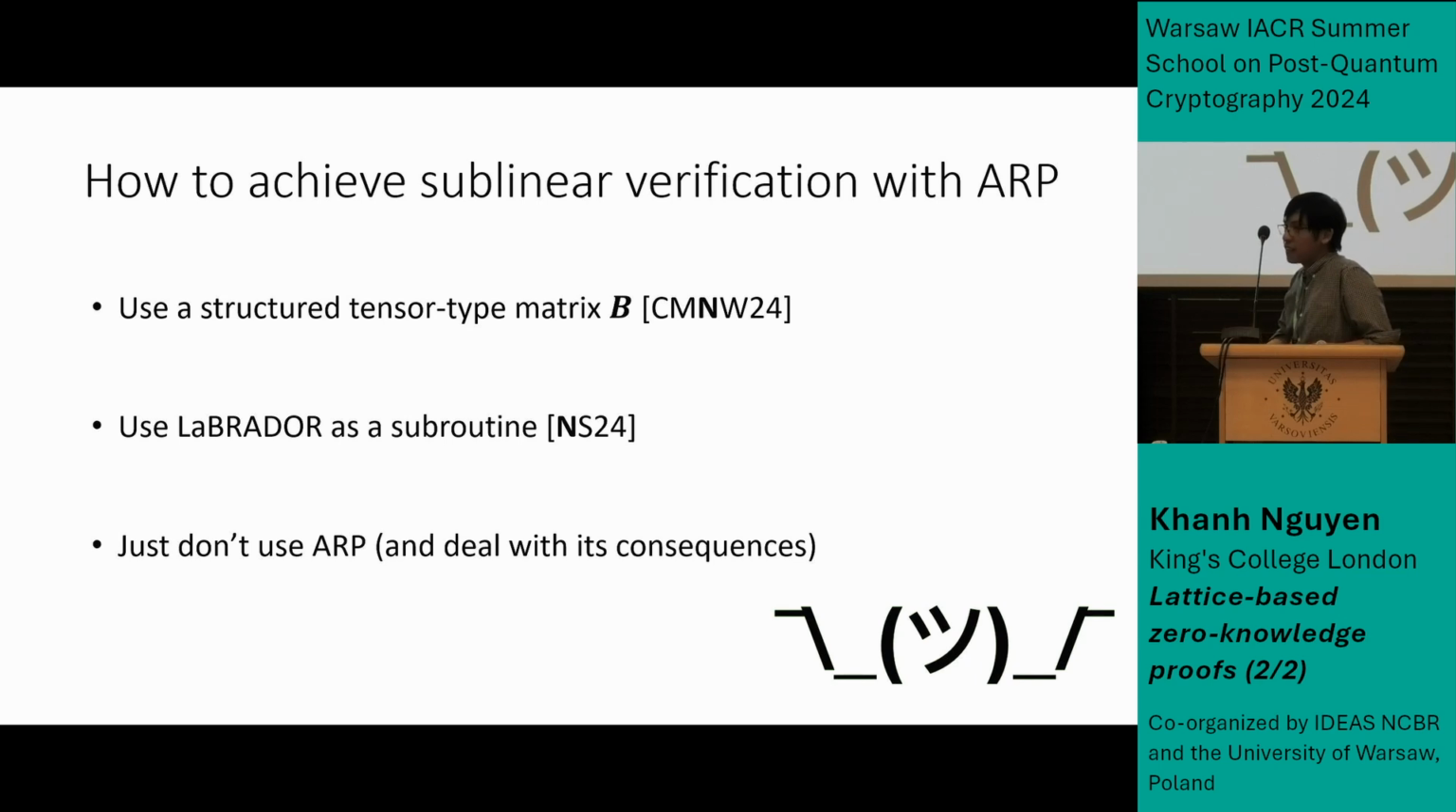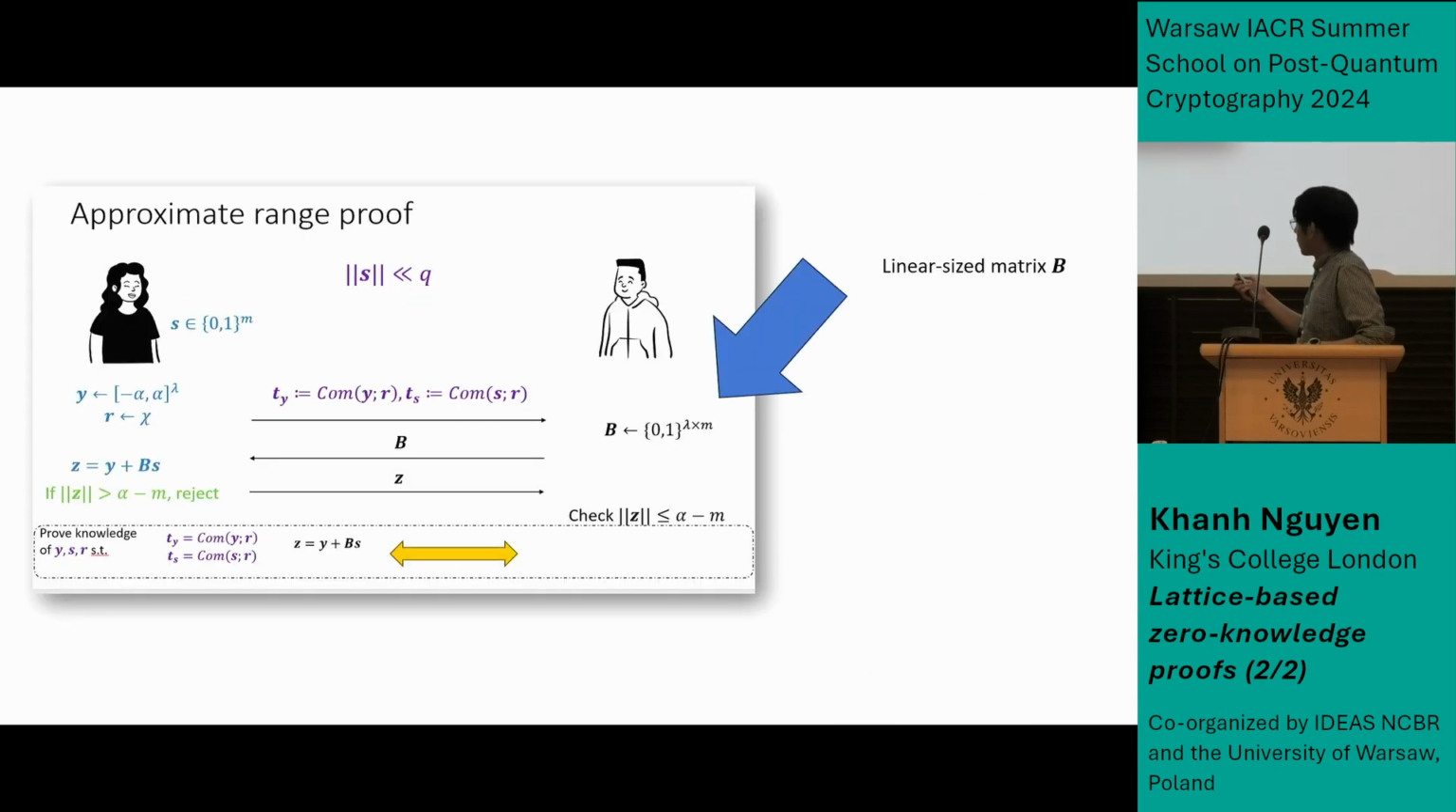So we had some ideas to possibly use some structured tensor-type matrix for the approximate range proofs. Another idea is to somehow manage to use Labrador as a subroutine. So we use Labrador on a smaller statement so that the verification is linear in the size of this smaller statement, or just don't use approximate range proof. But then there are some problems with this. Okay, so that concludes the talk.